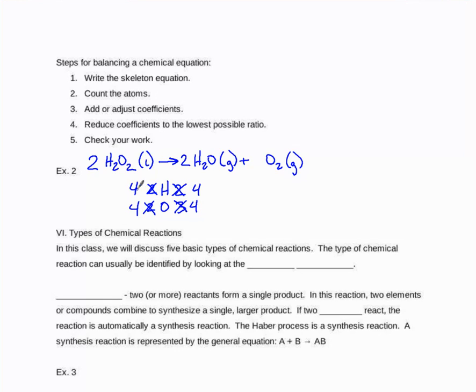And so it looks like they're balanced here. Well, let's double check, let's make sure. So 2, 4 hydrogens, 4 hydrogens. 2, 4 oxygens, here's 1, 2, 3, 4, and this one is balanced now.